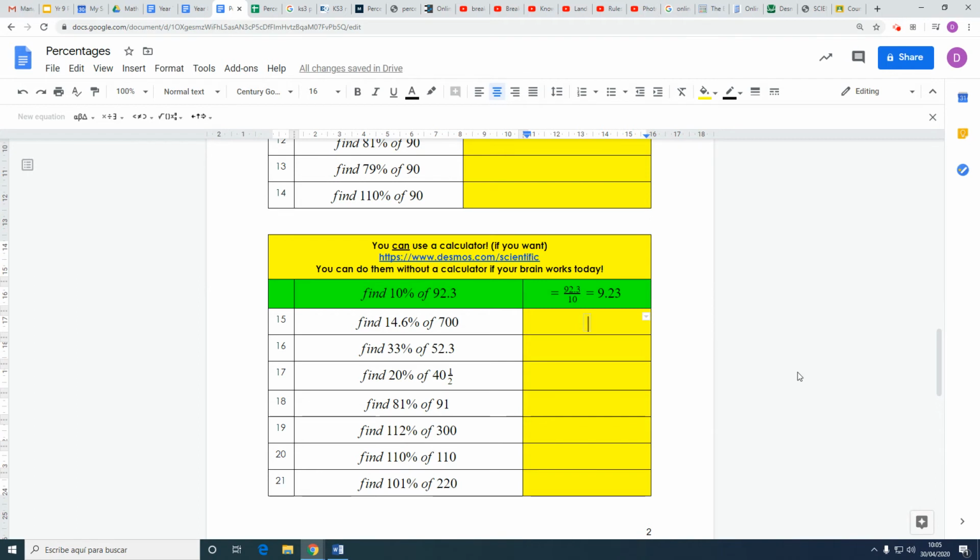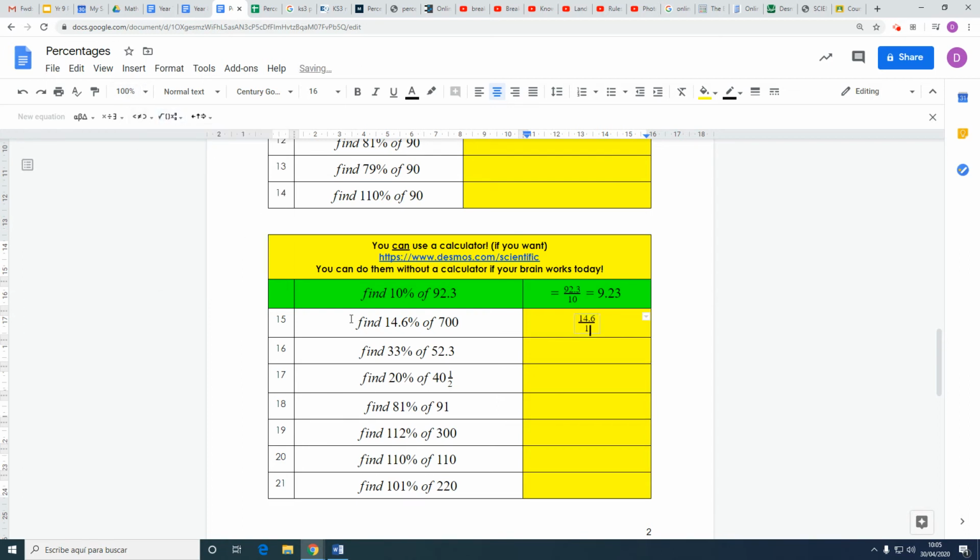So in this question, we have 14.6%. So I can write 14.6 and divide that by 100. And then we have to times that by 700. We could do that. But 14.6 is a bit ugly here. How about I just change that to 146 over 1,000? Because that's the same thing.